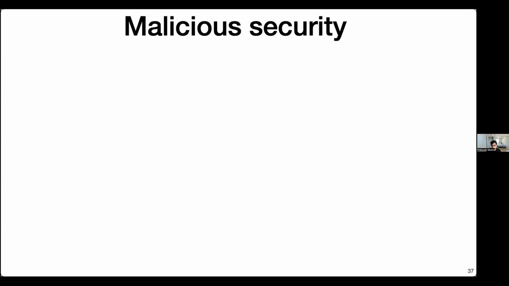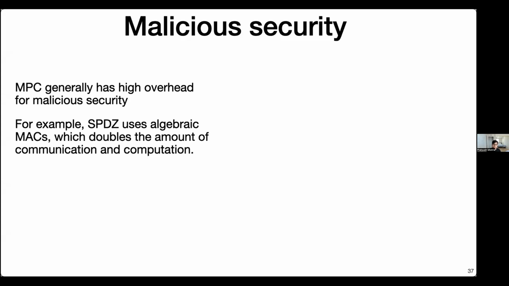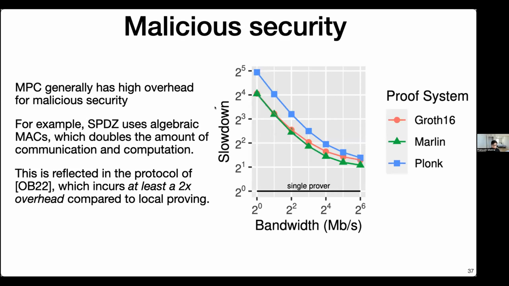Okay, so the overhead in a lot of these MPC protocols for malicious security is quite high. One approach to achieving malicious security is, for example, to use specialized zero-knowledge proofs to prove that you computed the message at that MPC round correctly. But zero-knowledge proofs are quite expensive, and even the most efficient protocols use these algebraic MACs, which at the very least double the amount of communication and computation. This is reflected in prior work by Ozdemir and Boneh, in which their protocol incurs at least a 2x overhead compared to proving locally. The best overhead they get is 2x, and as their bandwidth degrades or the number of provers increases, this gap actually goes up. So they have larger overhead compared to local proving. All right, so the question is, can we do better?